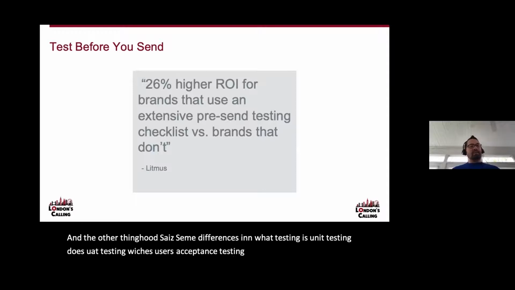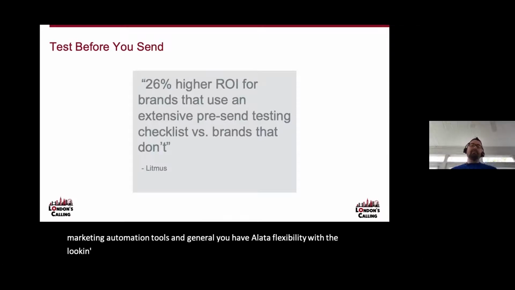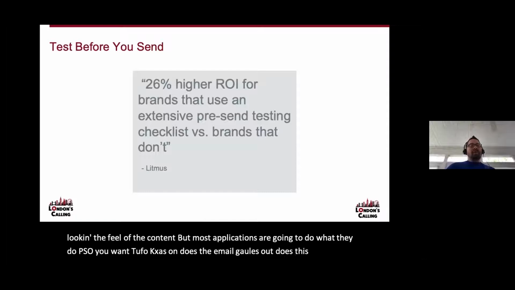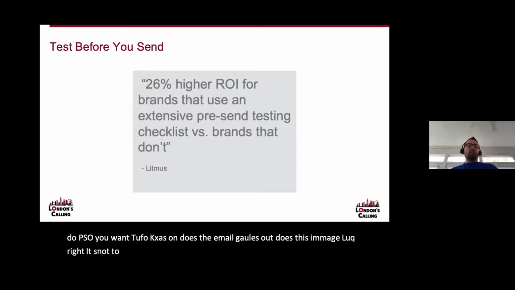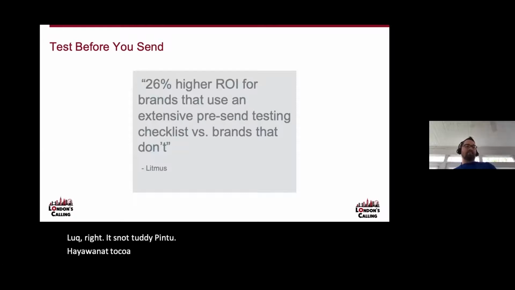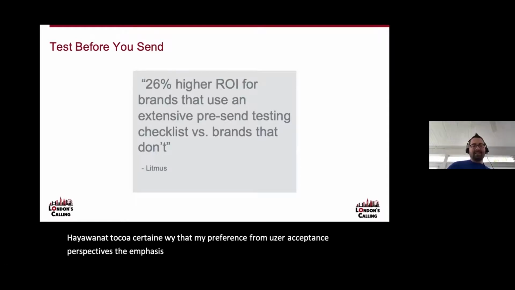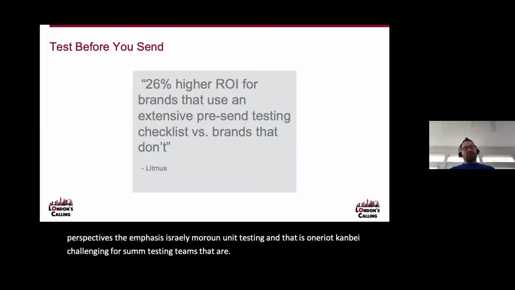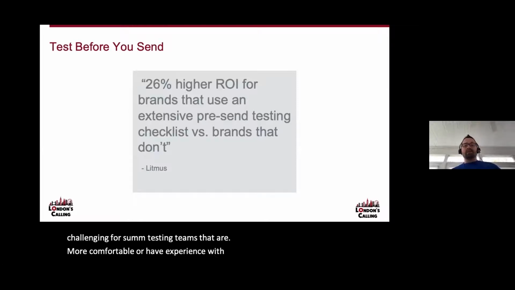With Marketing Cloud and marketing automation tools in general, you have a lot of flexibility with the look and the feel of the content, but most applications are going to do what they do. So number one is, from a unit testing perspective, you want to focus on, does the email go out? Does this image look right? It's not too deep into, hey, I want it to go a certain way because that's my preference, from a user acceptance perspective. So the emphasis is really more on unit testing, and that is an area that can be challenging for some testing teams that are more comfortable or have experience with a much more dynamic UAT approach.